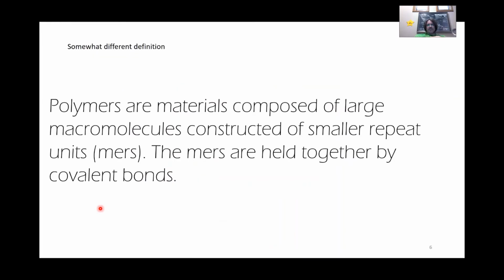I like this definition better. I am greatly remiss because I don't remember where I got this definition from, so I'm a little embarrassed putting it up here. But polymers are materials composed of large macromolecules, which actually was the word people assigned to polymers when the science first started getting started. So polymers are a material composed of large macromolecules constructed of smaller repeat units, which are mers. These mers are held together by covalent bonds. For whatever reason, I like this definition a lot better.